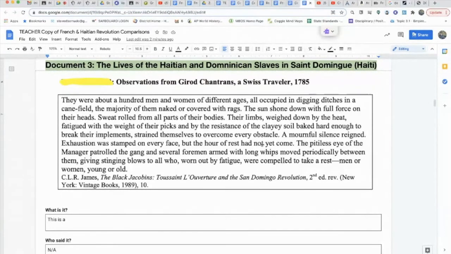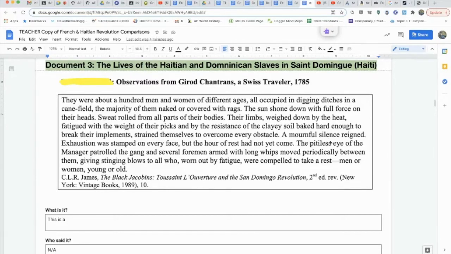So the sun was so hot, it baked the dirt hard as a rock. And they had pointy sickles and picks that they're trying to break the ground in order to get the cane out of the ground to get the sugar. That must have been a struggle in the heat. A mournful silence reigned. Mournful. You would mourn if somebody passes away.